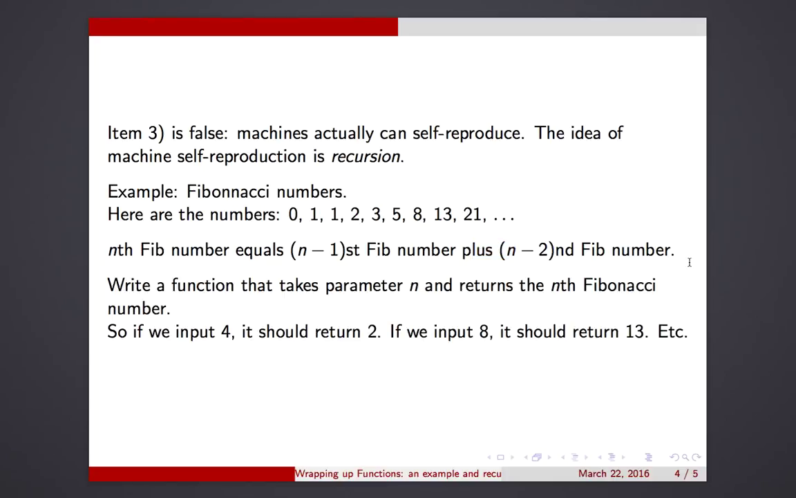So let's write a function that takes an integer n and returns the nth Fibonacci number. So if I input the number 4, the function should give me 2 back because 2, as you can see, is the 4th Fibonacci number. If I input 8, the function should return 13 because 1, 2, 3, 4, 5, 6, 7, 8. Okay, so 13 is the 8th number, and so on.